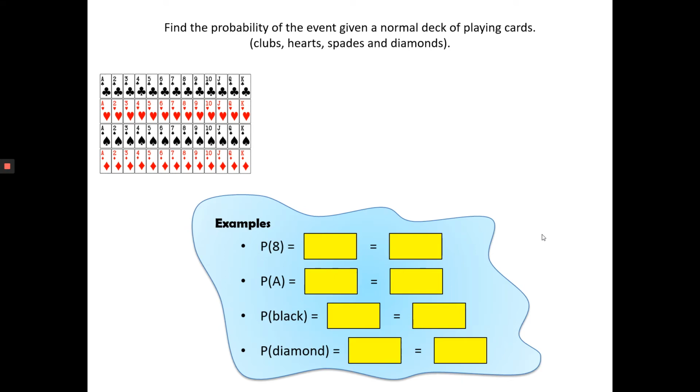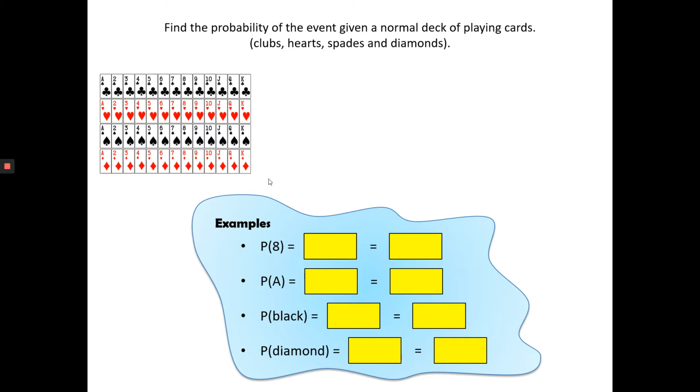Everybody. The next thing that we're going to take a look at with probability is a deck of playing cards. For those people that are familiar with a deck of cards and have played card games with friends or family, then you have a bit of an understanding of what we're going to be talking about. For those people who don't, this right here is a little table of all the cards that are in a regular deck of cards.